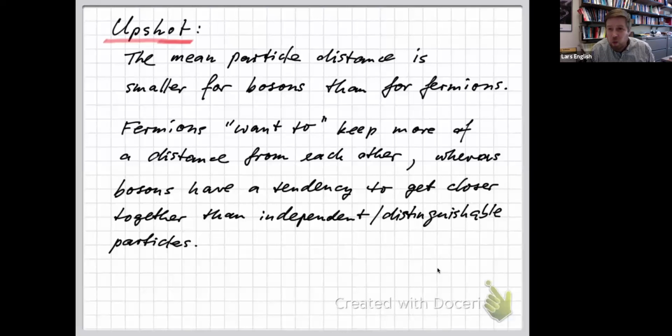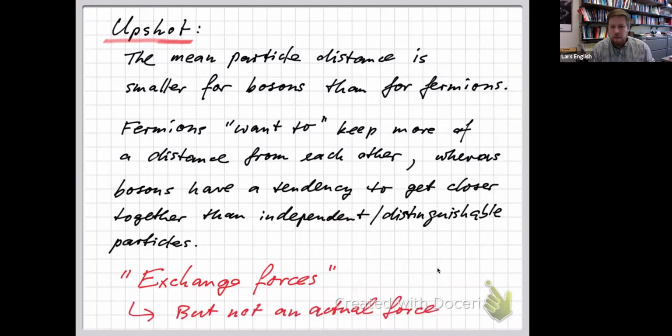Fermions just do not like to be squeezed into one another. We call this an exchange force. The fermions will put up a little bit of a fight when you try to squeeze them into one another. There's an exchange force there that has nothing to do with charge repelling. This is not that contribution. This is purely a consequence of the anti-symmetric nature of the two particle state for fermions. So it's not an actual force. It's just called an exchange force.